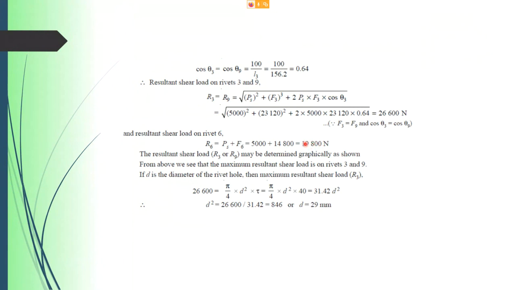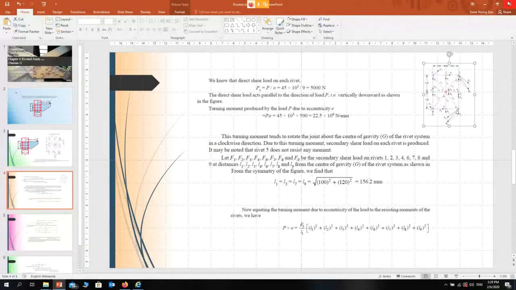So that gives 19,800. As you compare R3, R9, and R6, of course R3 and R9 have the maximum load. So you just use the maximum resultant to find the diameter. Now, this is your shear stress. Find the diameter of the rivets. So it is 29 millimeter.